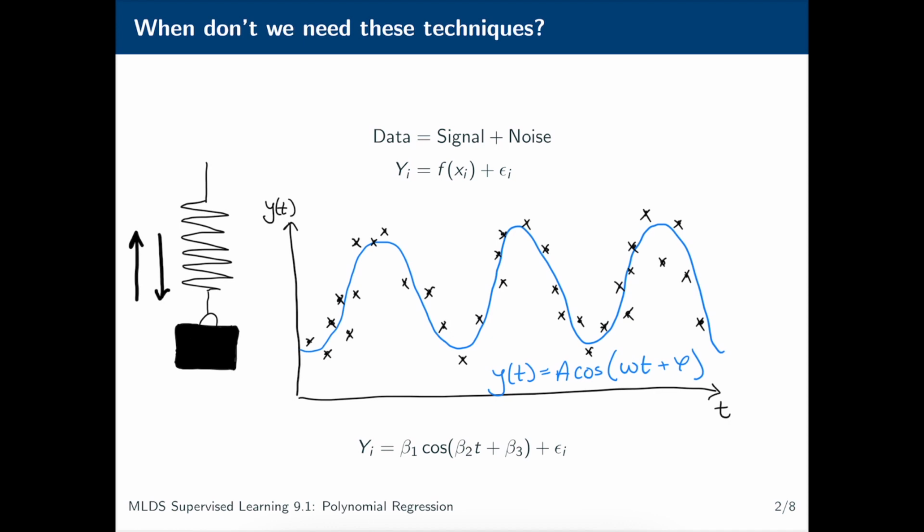The key idea here is that we have some underlying model that gives us a strong parametric relationship that we believe to be true. In this particular situation, we might use a model of the form y_i = β1 cos(β2 t + β3) + ε_i, with some additional noise added on to each observation, here denoted by the ε_i.